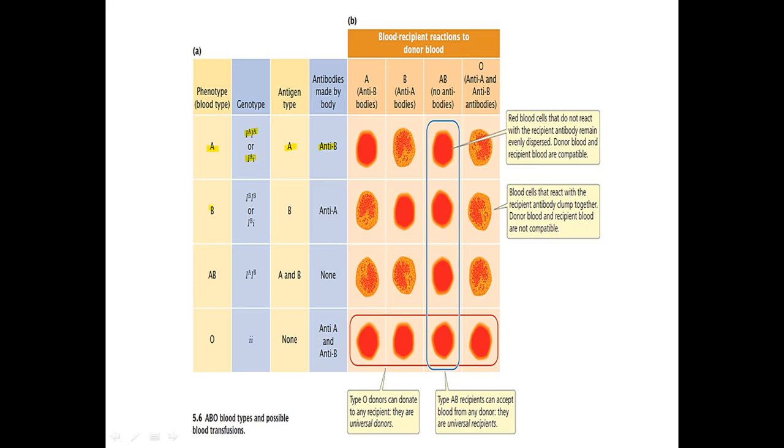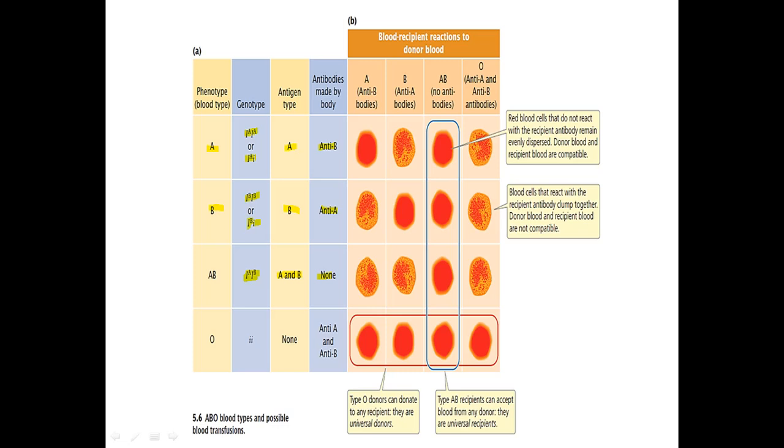For the B blood group, IBIB will be a possible genotype, and IB with small i will be the heterozygous condition. They have B antigen, but antibody A is present. For the AB blood group, it is a codominant character. Both A and B alleles will be together, and they will have antigen A and B, but they don't have antibodies.